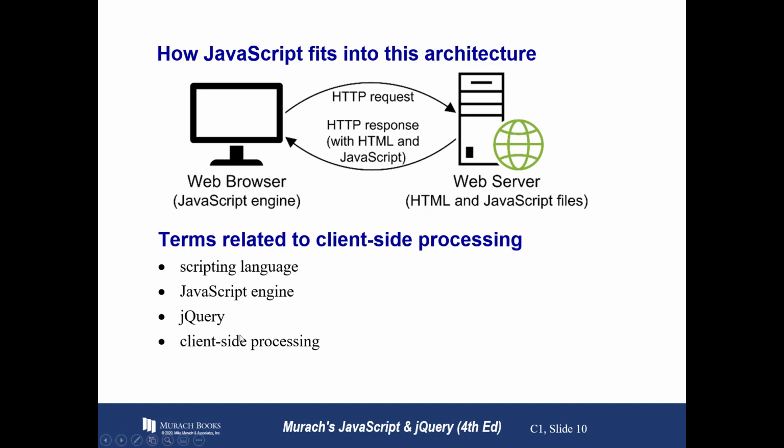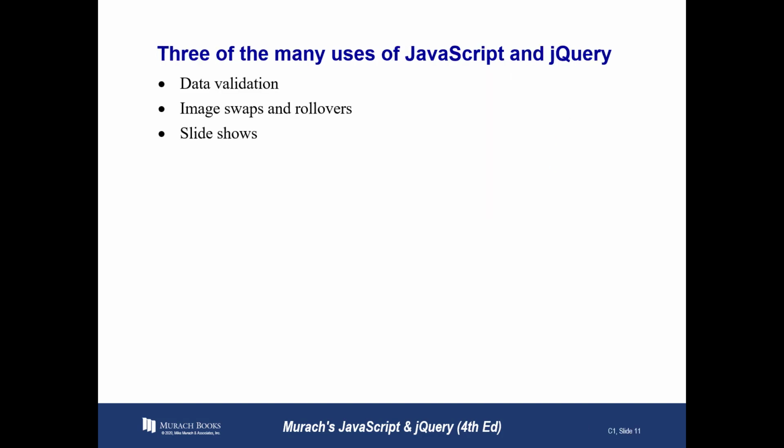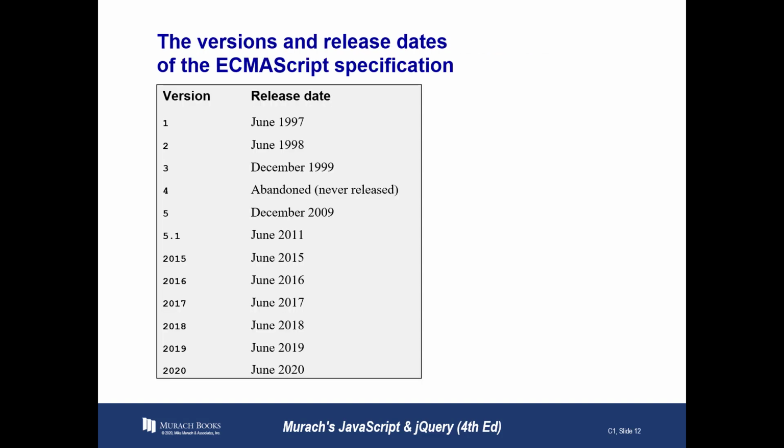When you can do processing on the actual user's machine itself, that's client side. The more power you give the client, the fatter the client and the thinner the server. The less power you give the client, the thinner the client and the thicker the server. All right, some of the ways that you can use JavaScript and jQuery: data validation. If you've got a form, you might want to validate that form using JavaScript to make sure what you put in there is valid. Image swaps and rollovers I've already talked about. Slideshows we'll take a look at a little bit later.